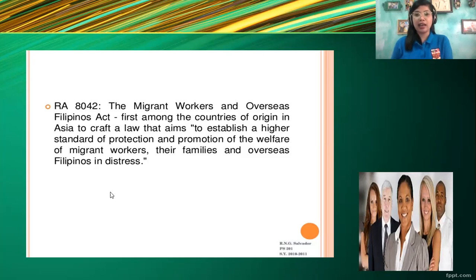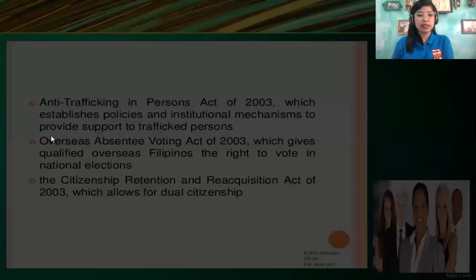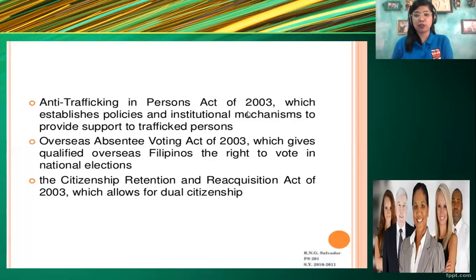Again, RA 8042. The Anti-Trafficking in Persons Act of 2003, which establishes policies and institutional mechanisms to provide support to trafficked persons. The Overseas Absentee Voting Act of 2003, which gives qualified overseas Filipinos the right to vote in national elections. And then the Citizenship Retention and Reacquisition Act of 2003, which allows for dual citizenship.